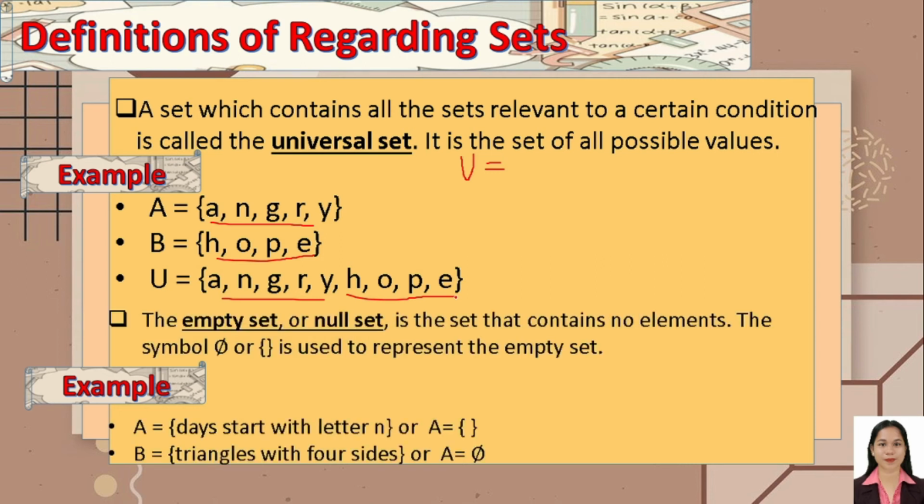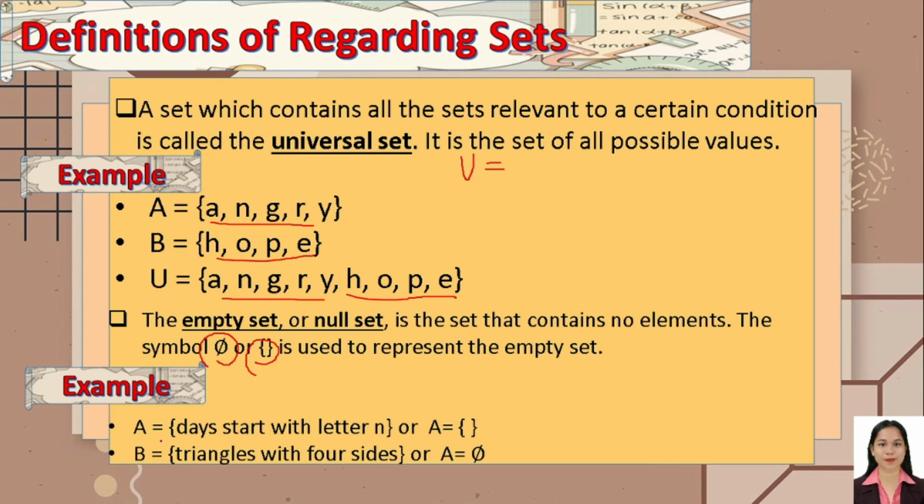Next, we have the empty set or null set. So, empty set or null set is the set that contains no element. Wala tayong nilalagay na element dyan, kundi empty set sila or null set. So, yung symbol na ginagamit is ito, null set. This is a null set or an empty set. Or yung dalawang braces, blanko lang.